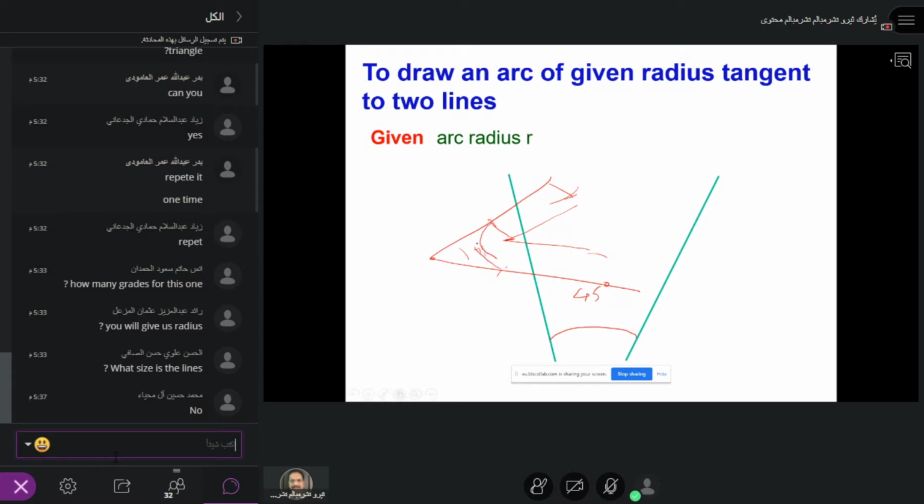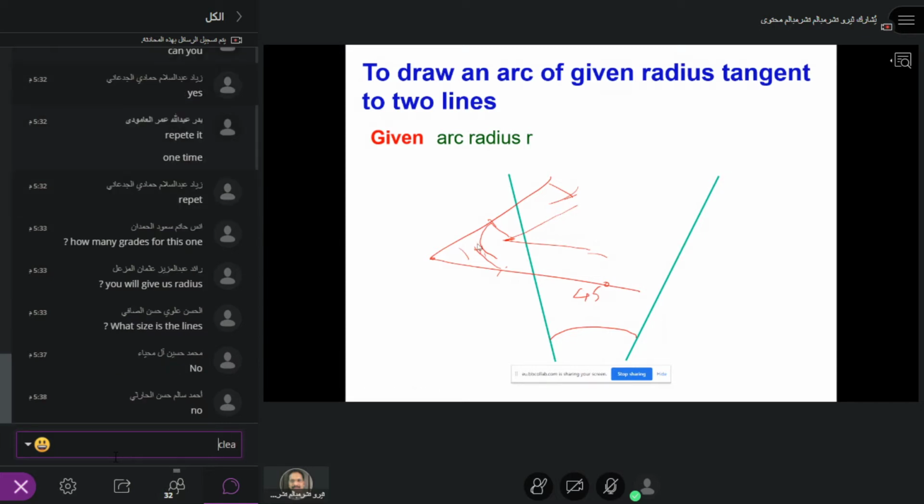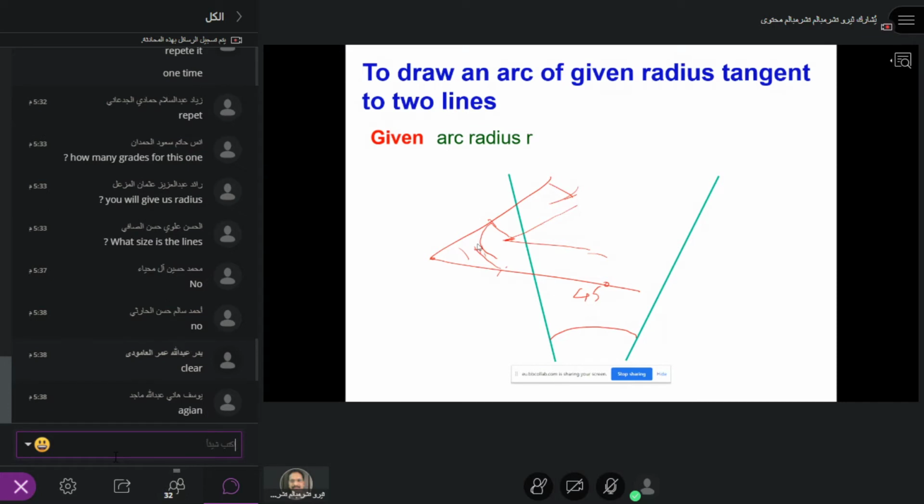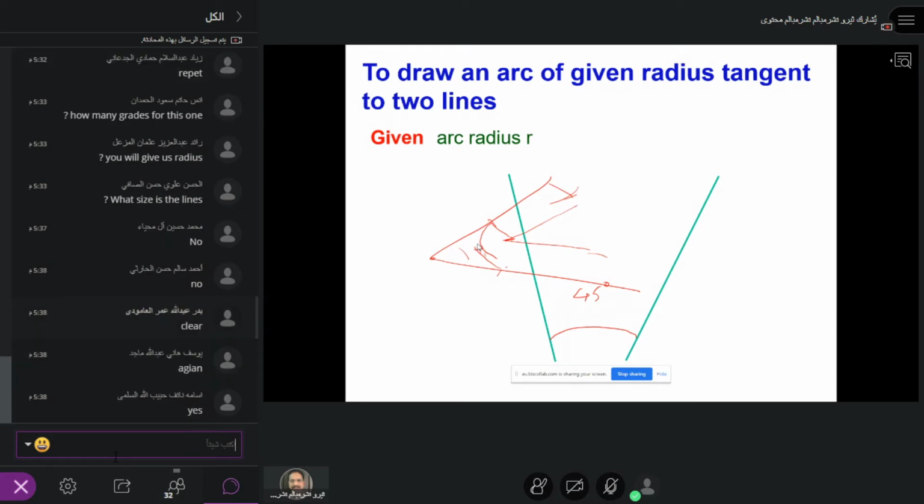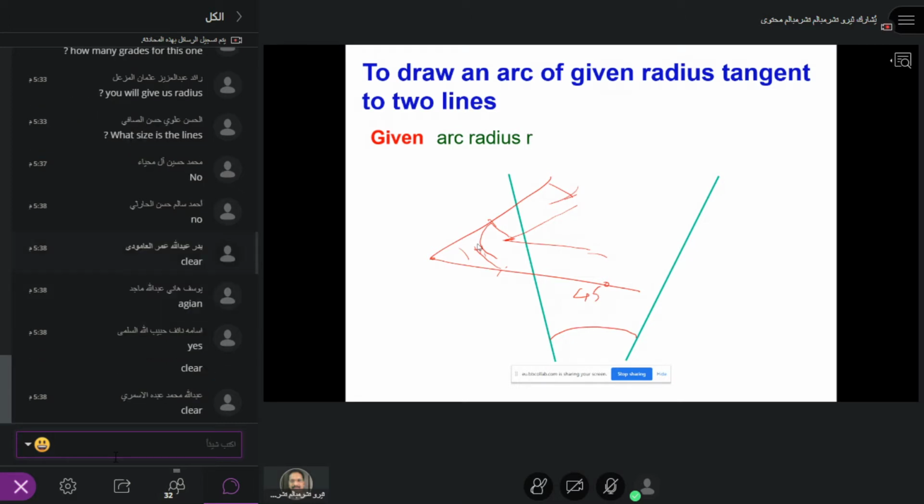Is that clear, guys? Good. All right. Or without this angle also you can draw it. You can select your own without the angle, then you can make it, right?